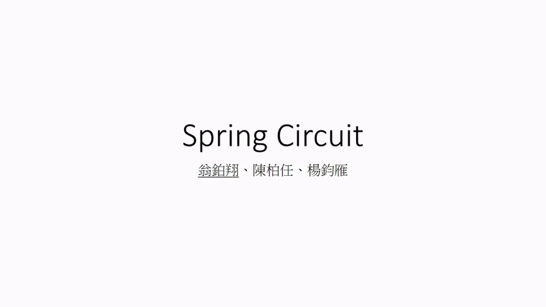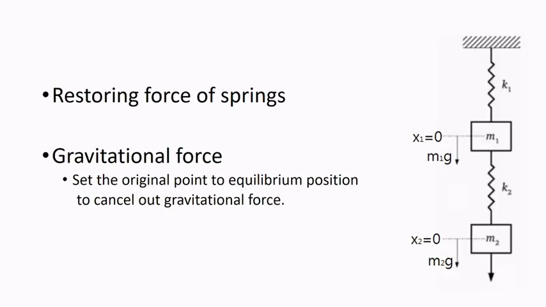Today we are going to talk about the spring circuit problem. We are group 5. Our system consists of pairs of spring and mass connecting in series. There are two kinds of force involved in this question: restoring force of spring and gravitational force. However, to simplify the question, we just set the original point to equilibrium position with gravitational force. Then the gravity will be cancelled out.